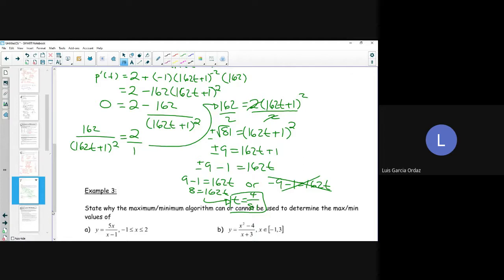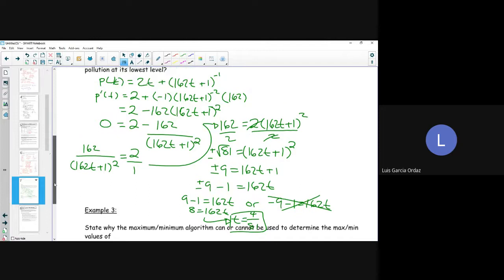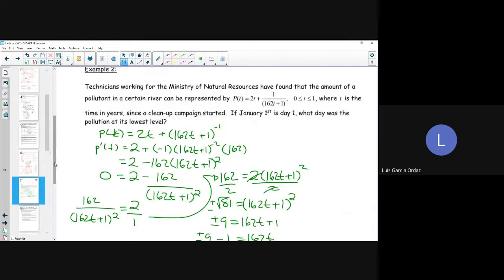So now all I have to do is figure out my P of 0, P of 1, and P of 4 over 81. So I plug in P of 0, it gives me 1. P of 1 gives me 2.006. If I plug in P at 4 over 81, I get 0.21.